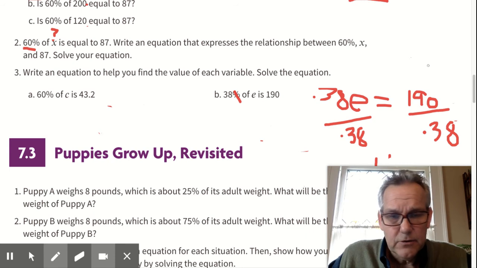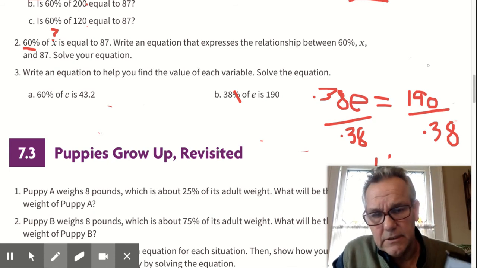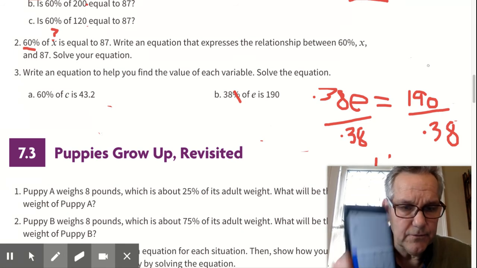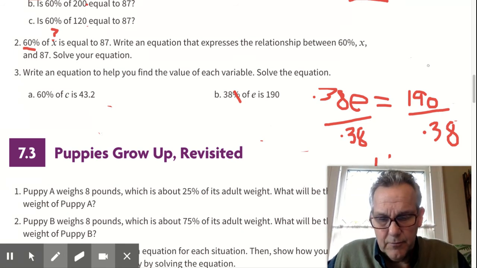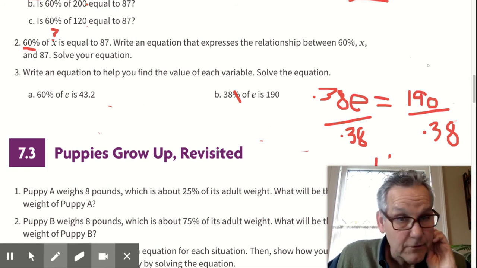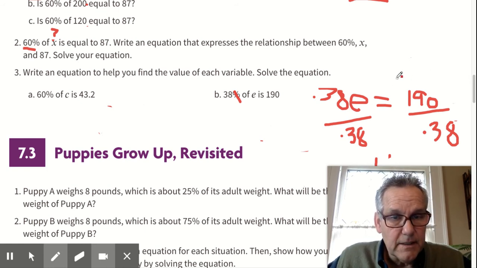So in my calculator, again, I don't know if you can see this or not. There we go. I guess you can. In my calculator, although it's going to be reversed for you, I'm going to put 0.38. Whoops, that's not right. Let me clear that out. I'm going to take 190 and then divide by 0.38. And I get 500. So I get E is equal to 500.